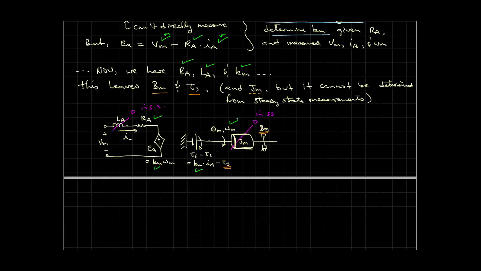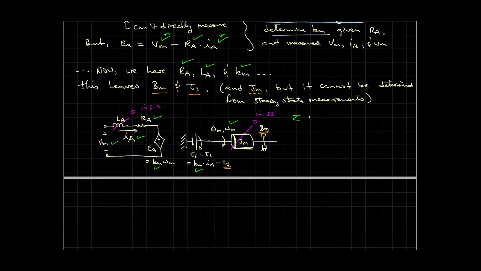All right, our diagram shows what we can measure or have already determined. We can measure VM, IA, we know RA, we now know Km, and we can also measure ωm. So it seems hopeful that we should be able to get Bm and tau S. So let's look at the force equation, or the torque equilibrium equation on the right side.